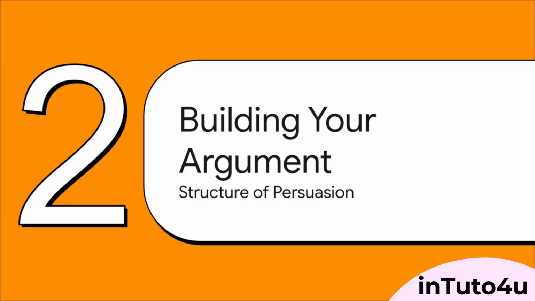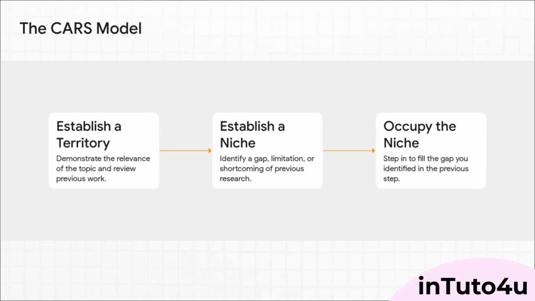All right, so you've got your working thesis. It's passed the so what test. Now it's time to be an architect. We're going to build the structure of your argument brick by brick to make it strong and persuasive. There's actually a really cool professional strategy for this called the CARS model. It's all about creating a research space. First, you establish a territory. That just means you show you know what other experts are already saying. Then you establish a niche.